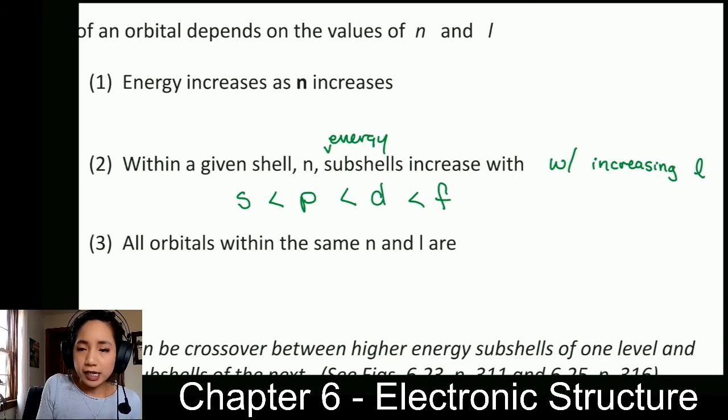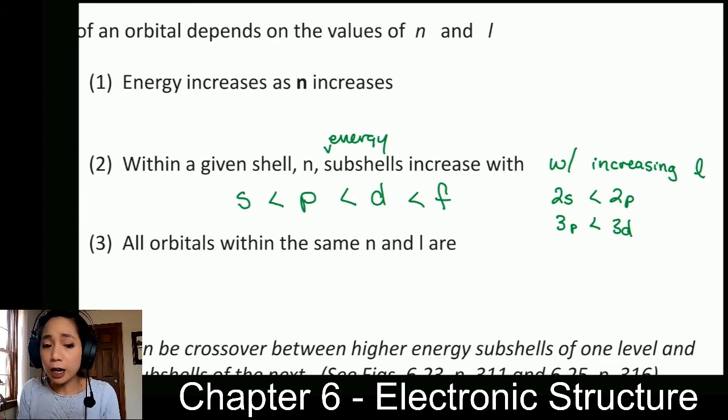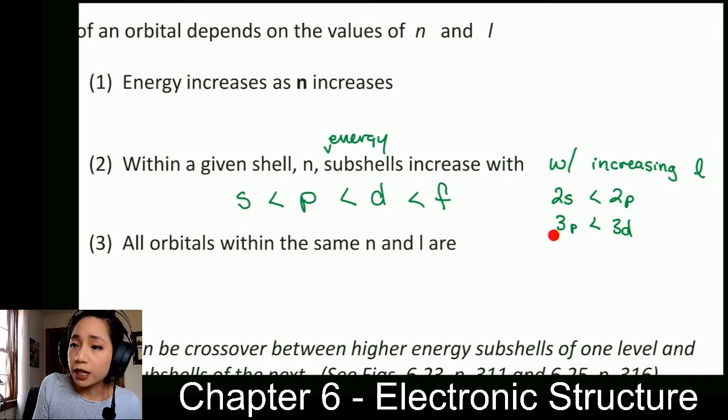For example, a 2s orbital is lower energy than a 2p orbital, or a 3p orbital is lower energy than a 3d orbital. What that means when filling up electrons is that you will fill up your 2s before you fill up your 2p, or you will fill up your 3p before filling up your 3d.